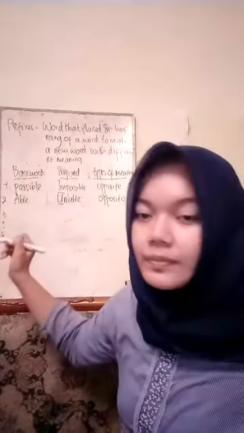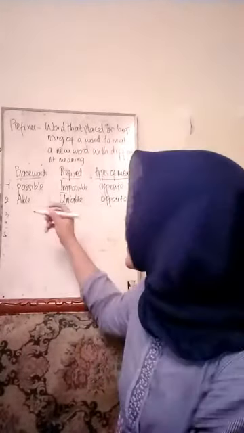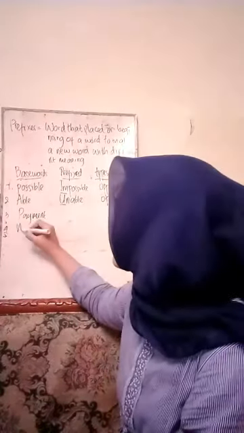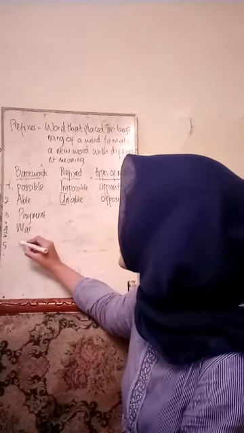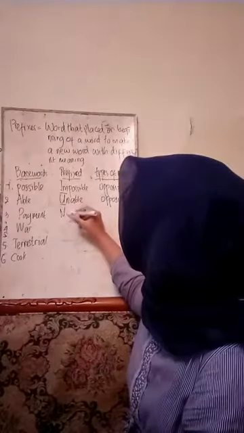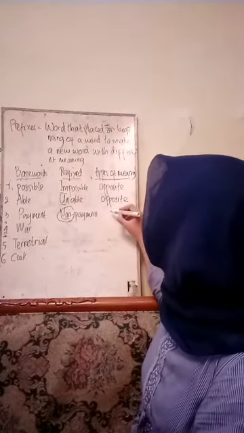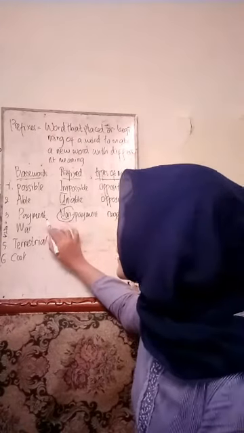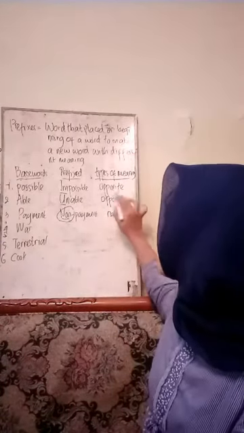And the third is payment, the fourth is war, the fifth is terrestrial, and the sixth is cook. Payment, non-payment. Non-payment uses the type of meaning negation. In this one, non explains the negative meaning, because payment is positive and non is a negative prefix. The type of meaning is negation.